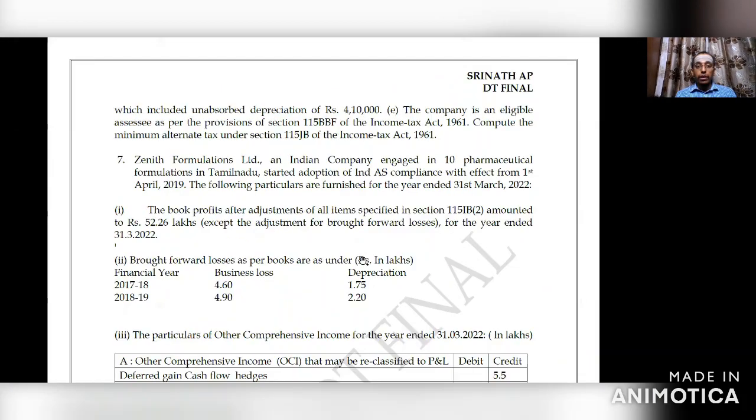Say, sir, Zenith Formulations Limited, an Indian company engaged in pharmaceutical formulations, adopted Ind AS on 1st April 2019. The following information was furnished. The book profit after all adjustments of section 115JB amounted to 52.26 lakhs, except for brought forward loss. Brought forward loss you have got, unabsorbed depreciation you have got. Generally, we will take whichever is lower.